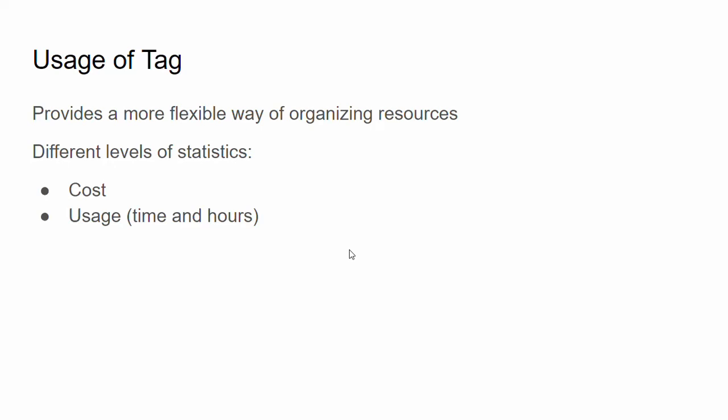And the other way of utilizing tags is to use them for cost and usage statistics. You can calculate the cost for a certain tag. So how much is spent on Linux machines, how much is spent on Windows machines, or the usage, like how many hours do the Linux machines run, how many hours do the Windows machines run. So these are the potential usages of a tag for identifying and analyzing usage.